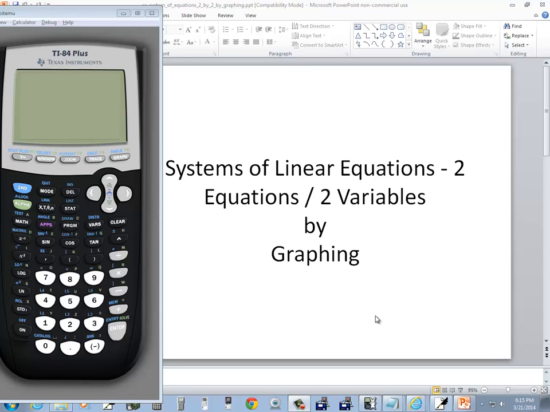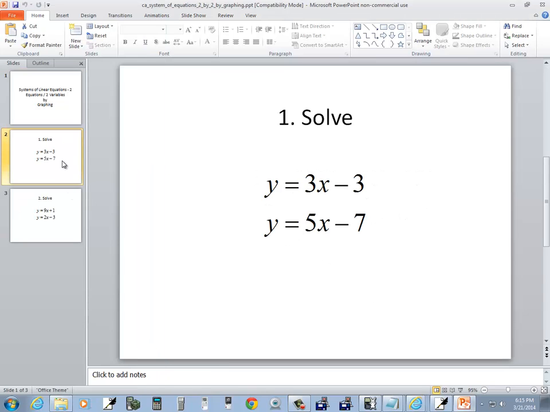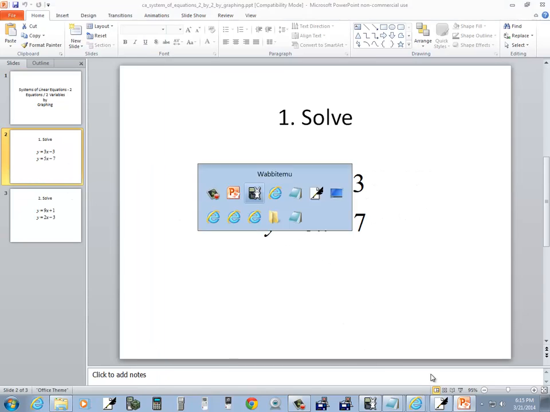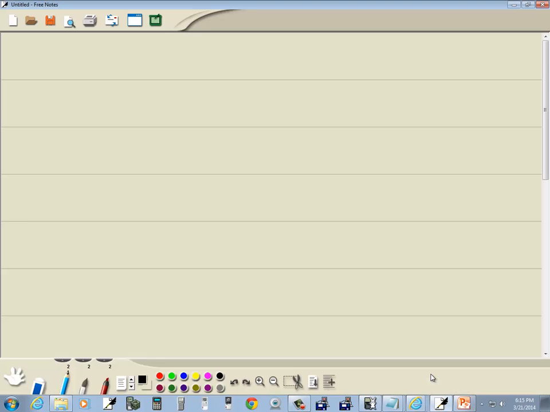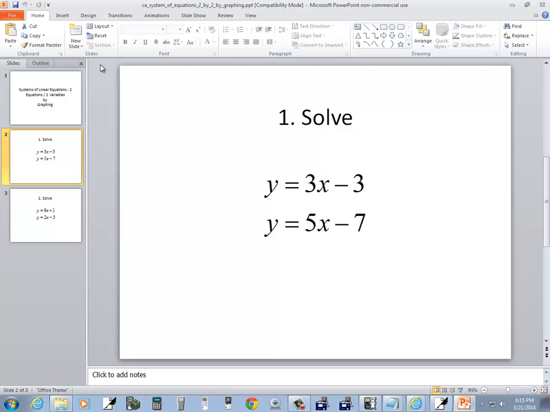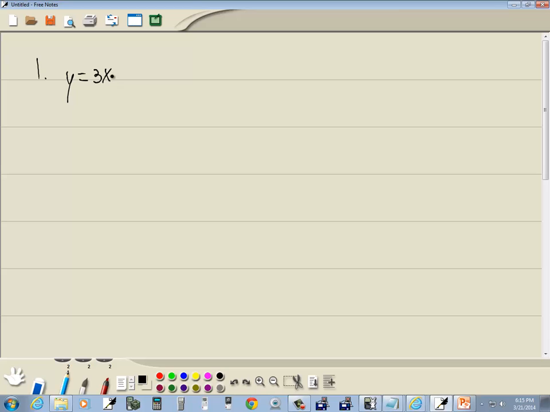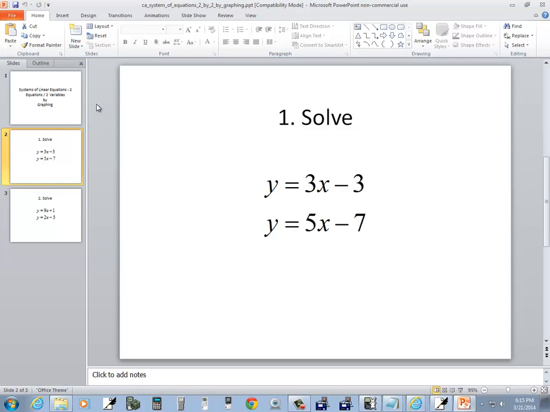Let's take a look at systems of linear equations with two equations, two variables, and we're going to do it by graphing. So we want to solve this. We've got y is equal to 3x minus 3, and y is equal to 5x minus 7.